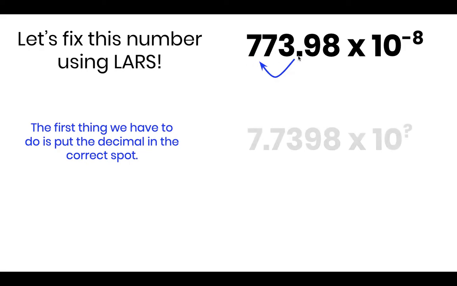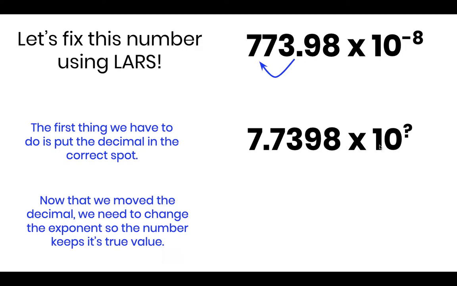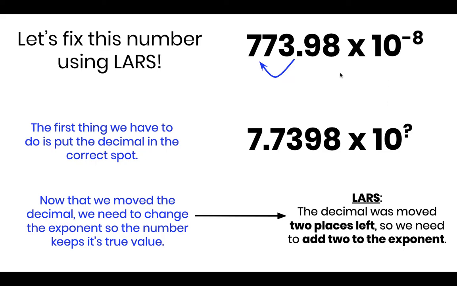Since we are moving it 2 places, we're going to be using 2 in here to help figure out our new exponent. So now that we moved the decimal, we need to change the exponent so the number keeps the true value. We moved 2 places left, so we need to add 2. So left, L, left, we need to add. Since we moved 2, we need to add 2.